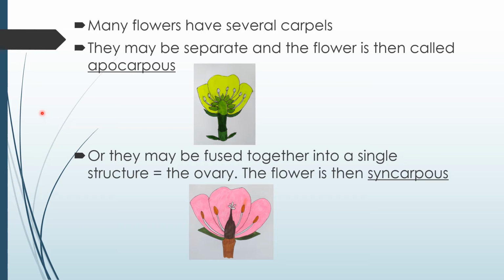Many flowers have several carpels. They may be separate, as here, and the flower is then called apocarpous. Or they may be fused together into a single structure, the ovary of the whole flower. The flower is then called syncarpous.